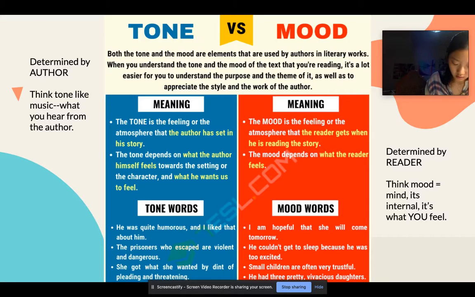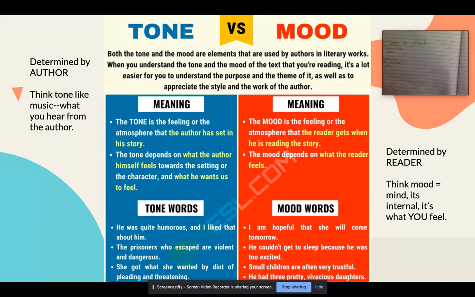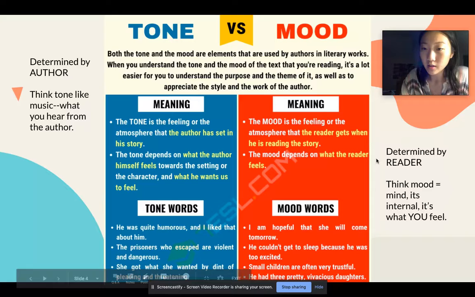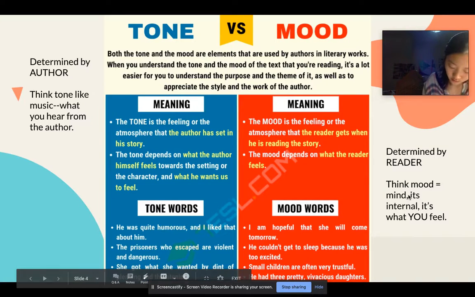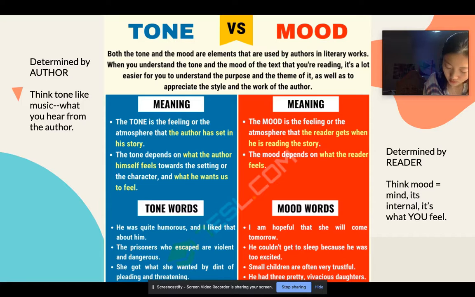Determined by author, okay? And then think about tone like music, like a musical tone. It's what you hear from the author, okay? So what you hear from the author, or what the author wants you to hear, okay? So I've got my little tone versus mood chart, and then I'm taking notes under each word. And then under mood, I write this, determined by reader. That's you. I'm putting in parentheses, you.